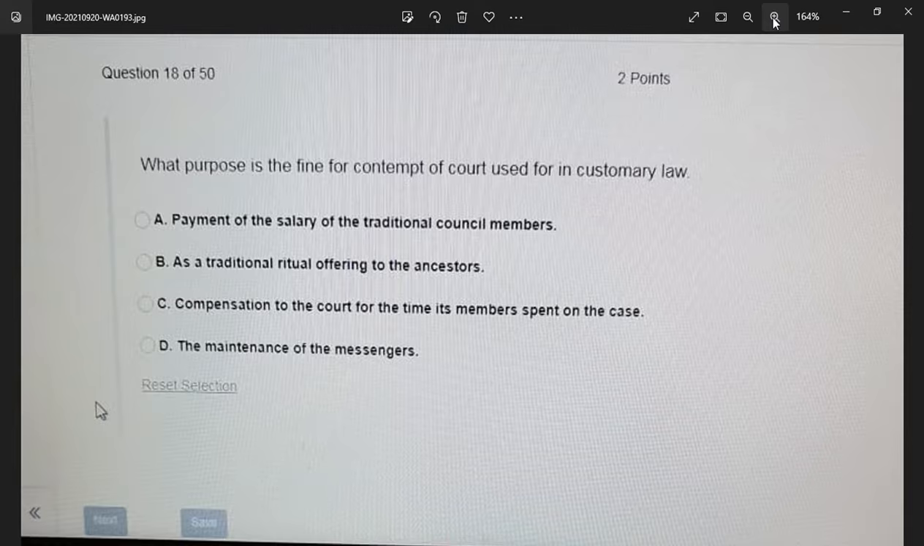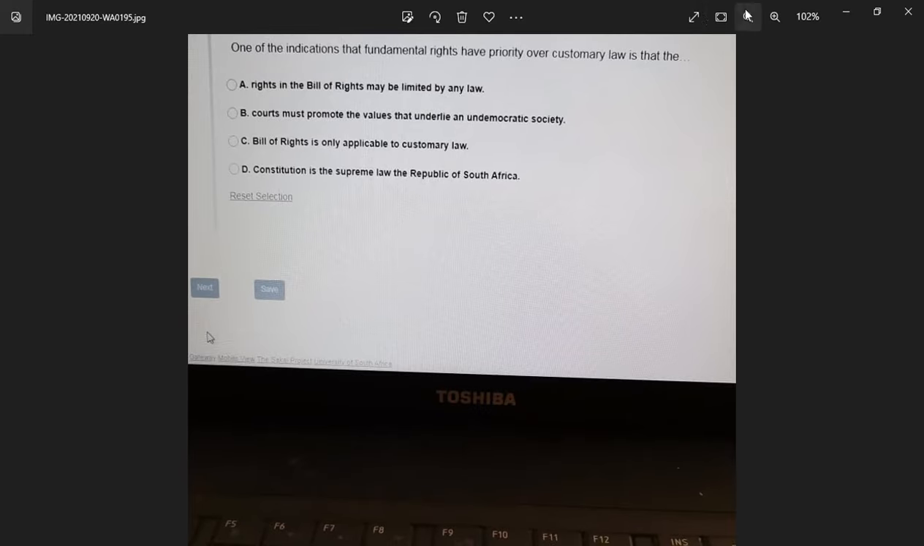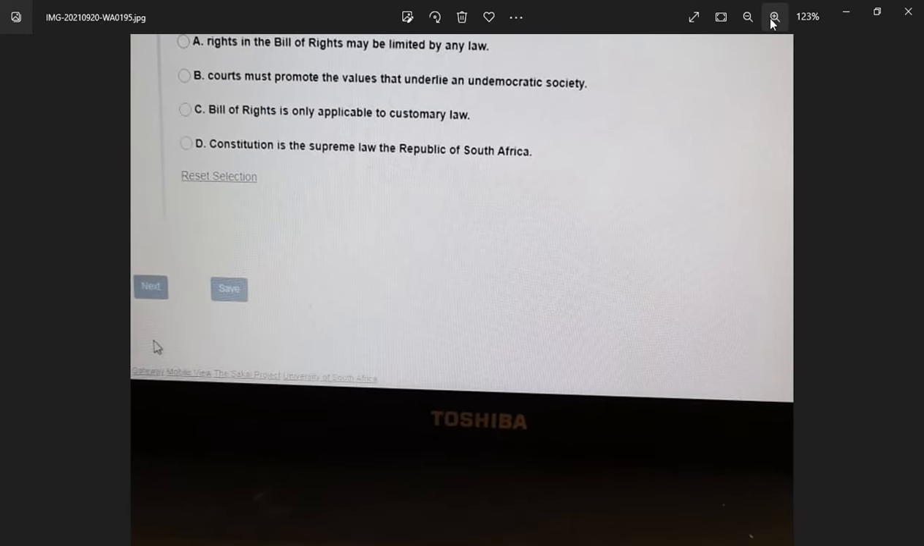What purpose is the fine for contempt of court used for in customary law? Question 18. My answer is D, which was found on page 136: the maintenance of the messengers. It's right there, just like this in the guide. Zoom it in.